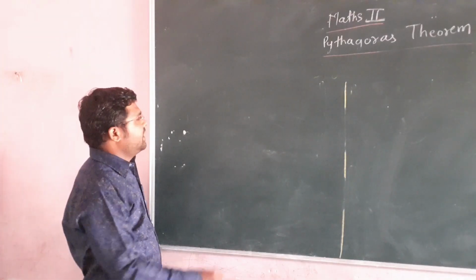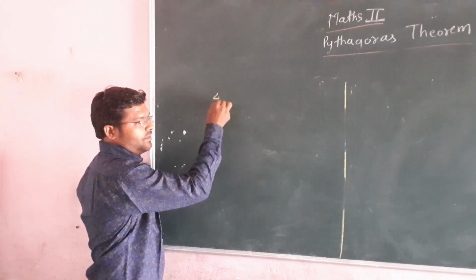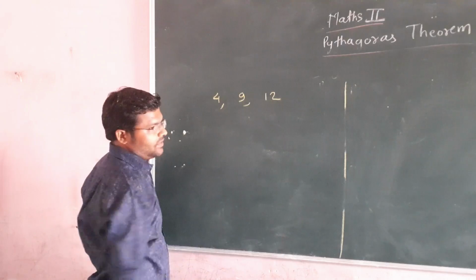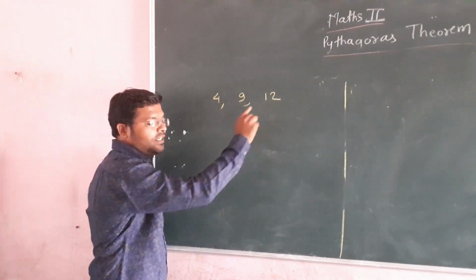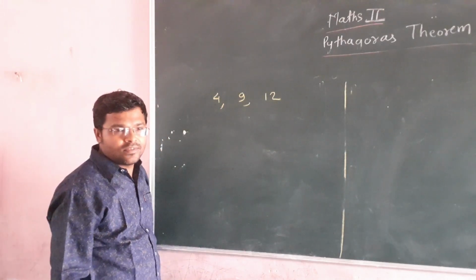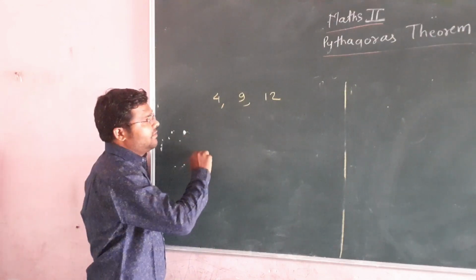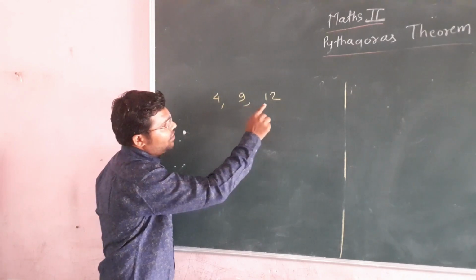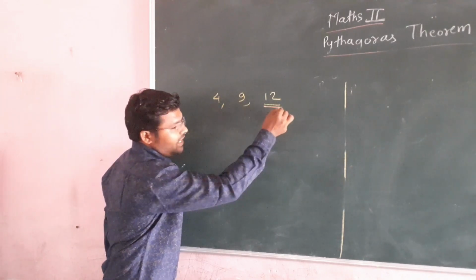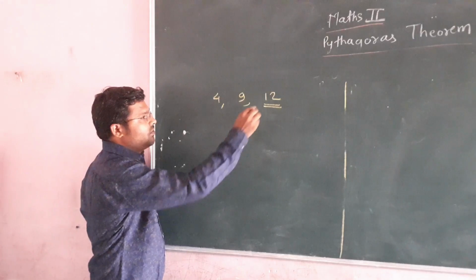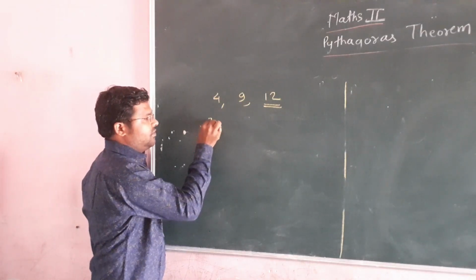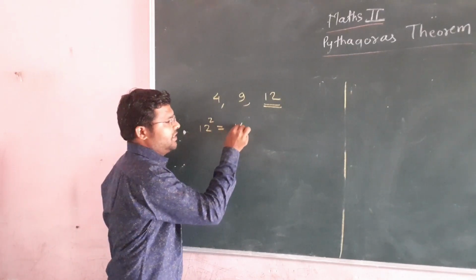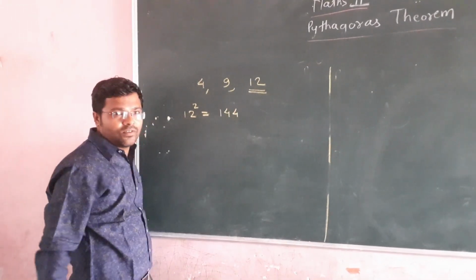Now we take three sides. The first one is 4, another one is 9, and the third one is 12. And the question is, is it a Pythagorean triplet? Now, first of all, look at the largest number: 4, 9 or 12. We know 12 is the largest number. So the square of the largest number, 12 square, is equal to 144.